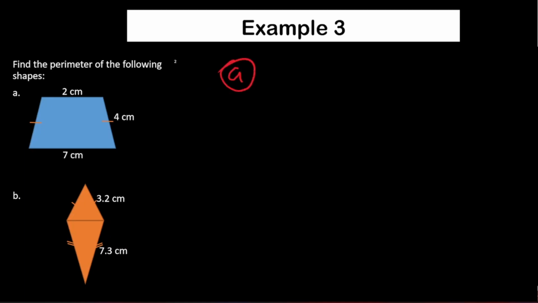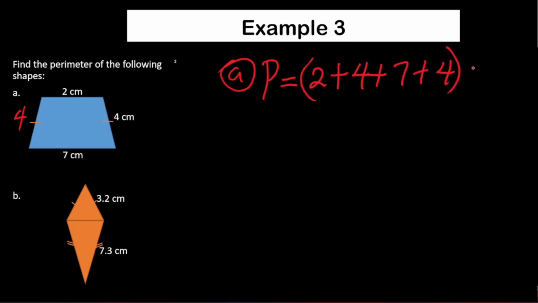Exactly. So for A, since this one is 4, this also is 4, because of this line you have there, which shows that they are equal. So the perimeter of this shape will then be 2 plus 4 plus 7 plus 4, everything in centimeters. So 2 plus 4 is 6, and that's going to be 17 centimeters. I hope this is very clear.